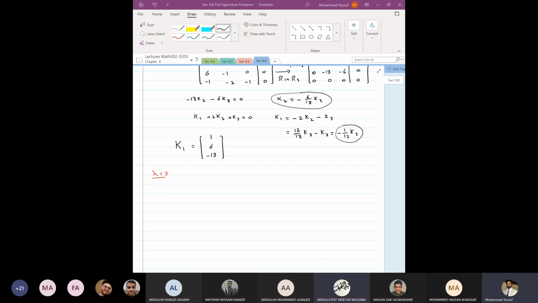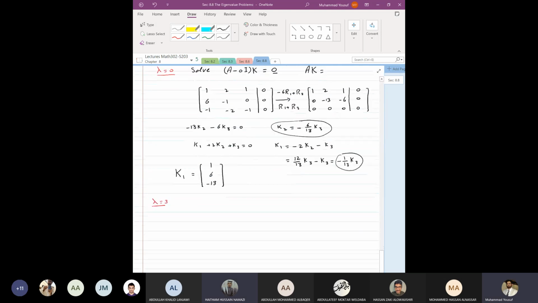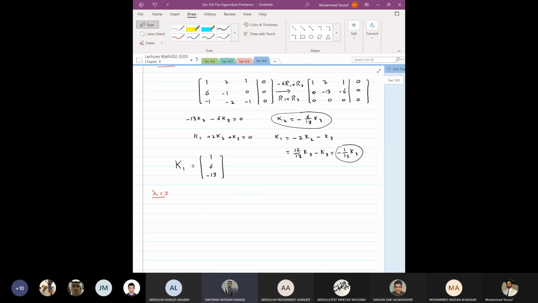Thank you, Doctor. I have a question. Yes, Haitham. Why did you choose any number for K? You can choose any number. That will give you the same eigenvector up to a constant multiple, and the eigenvectors up to constant multiple are the same. They will not give you a different answer. But how can I know if I'm free to choose any number or not? In any question, I mean.